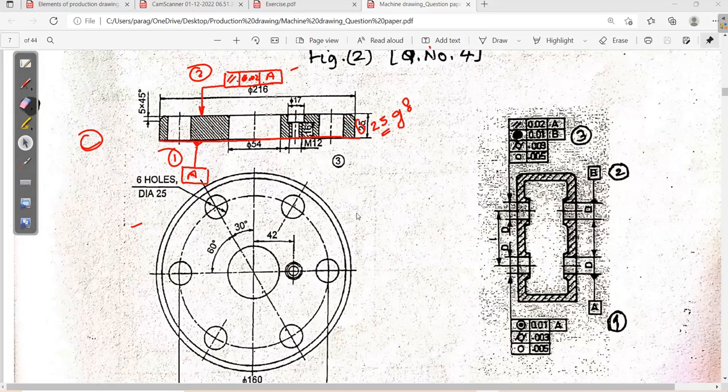Next, tolerance H7 on diameter 54 mm. Okay, so this particular diameter, 54. So how will I write that? 54 H7. This is how you should mention the dimension. Okay, so this 54 is the basic size and H7 is the grade. Okay, so this is the fourth one.